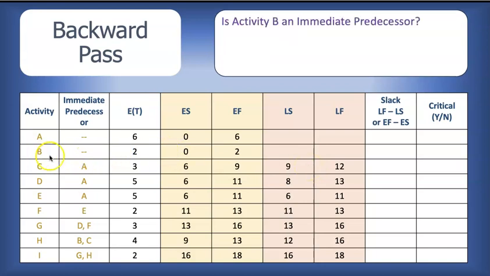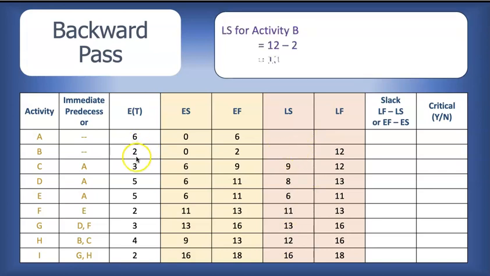Same process. Is activity B an immediate predecessor? And we look in the immediate predecessor column, and here it is. So activity B is an immediate predecessor for activity H. Activity B must end in time to pass the baton to activity H. Activity H must start by the latest week 12. So activity B must end by the latest week 12 in order to pass the baton to activity H. For the latest start time, we subtract the expected time. 12 minus 2, 10.